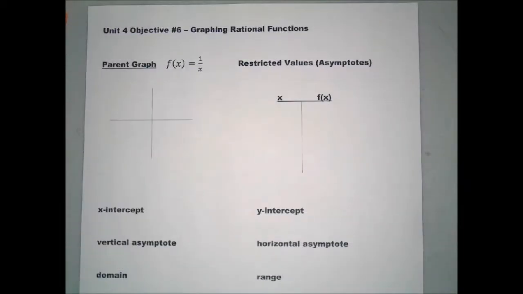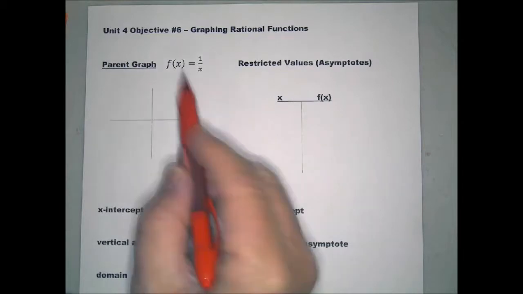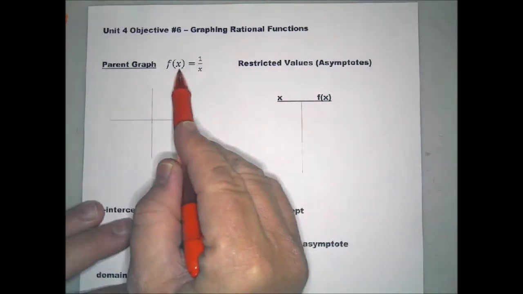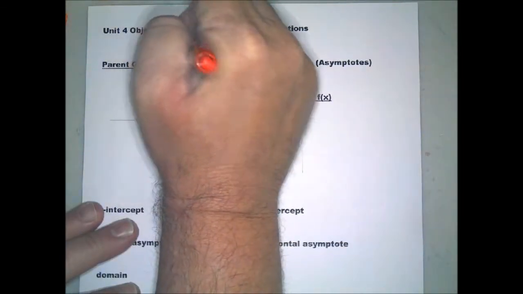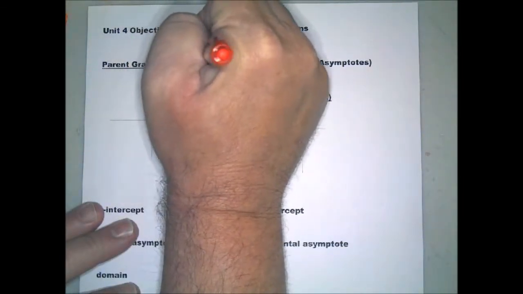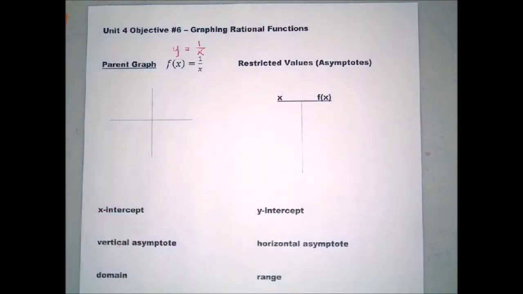In objective number 6, we're going to start graphing these rational functions. Now, just like all the other graphing we've done this year, we're going to start off with the parent function. So the parent function is f of x equals 1 over x. Now remember, y is the same thing as f of x, so you could rewrite it y equals 1 over x if you want to.